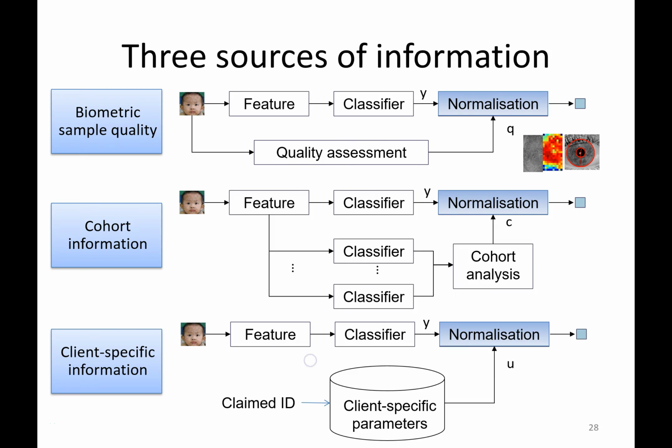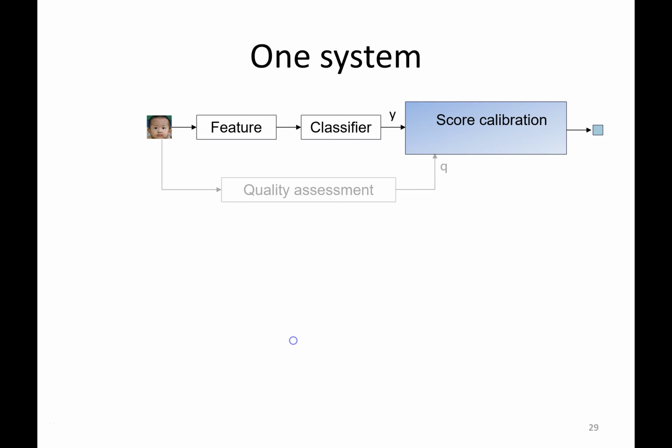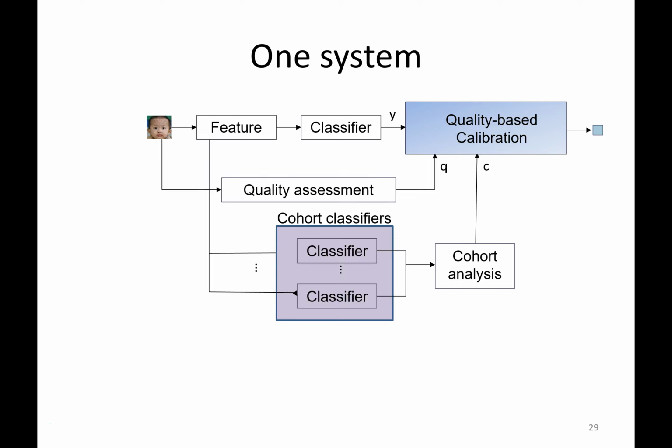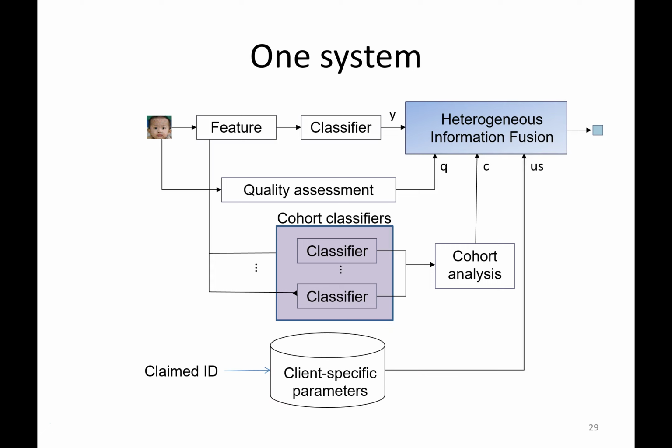I'm going to skip all these details, but the way we do it is to combine the quality measures, and combine some cohort analysis, which is based on the other templates in the database, and make use of the other templates in the database to improve the system performance for a particular user. That's cohort analysis. And we can also make use of the user-specific parameters, so statistically derived parameters, and then feed the information to the fusion module.